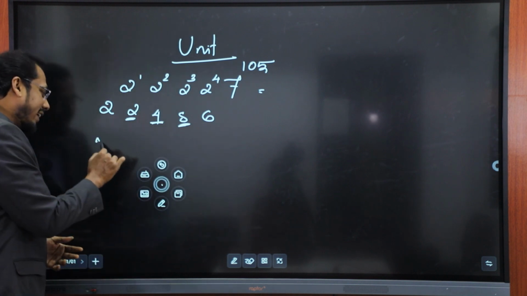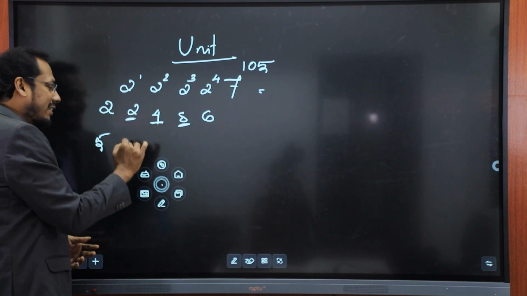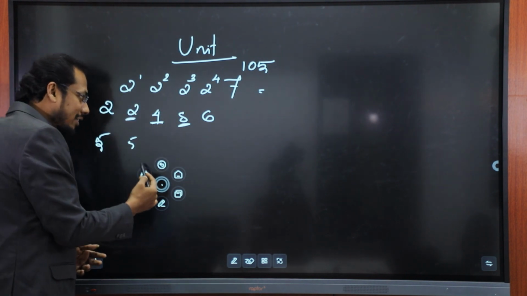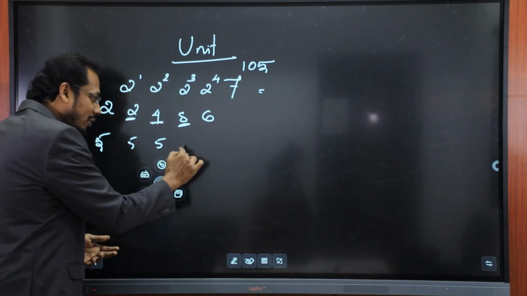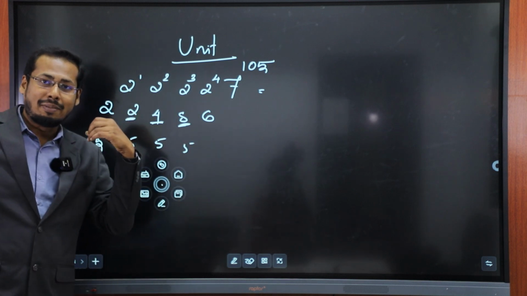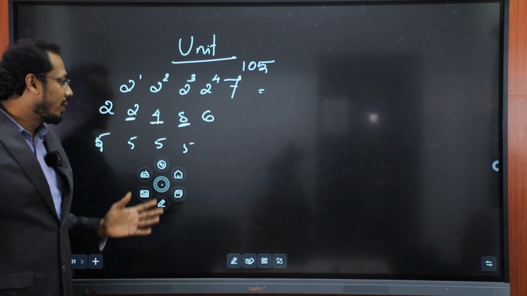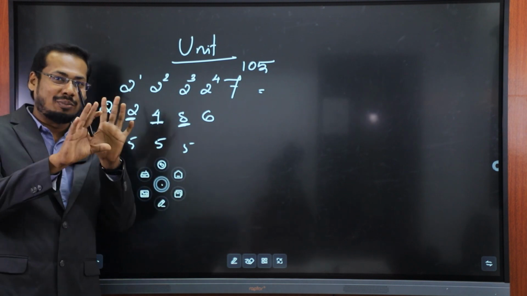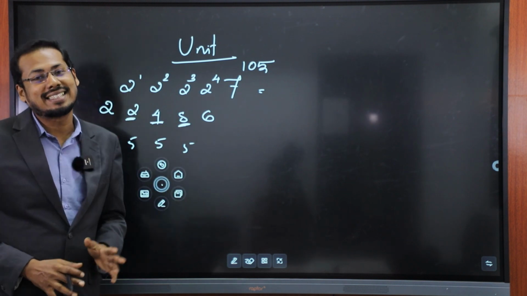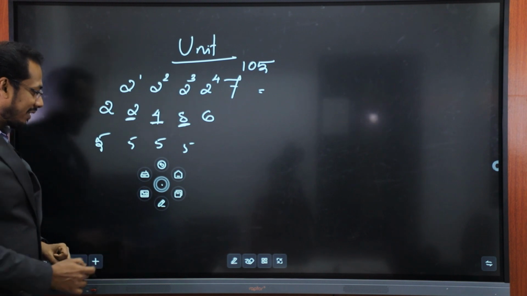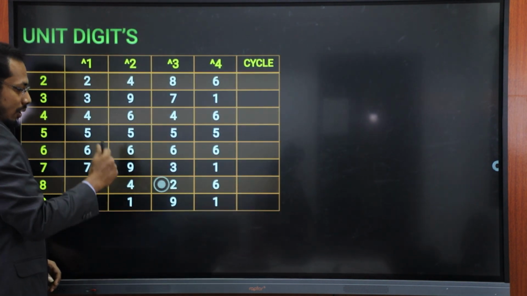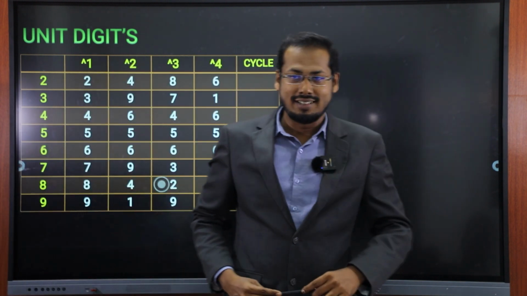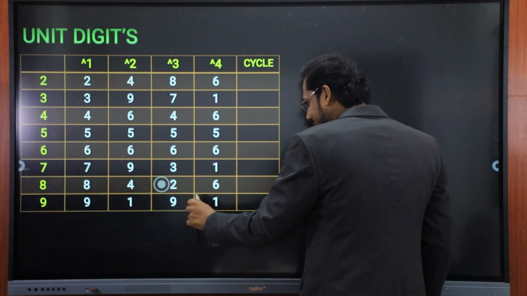And for example, if we take the 5 table, 5 power 1 is 5, 5 power 2 is 25, ending with 5, 5 power 3 is 125. Look at this, whatever the power of 5, you get the same last digit. So there is some logic behind that. That is why they ask this question. Now we are going to get that logic. Just listen to this. This is the table. I will explain slowly.